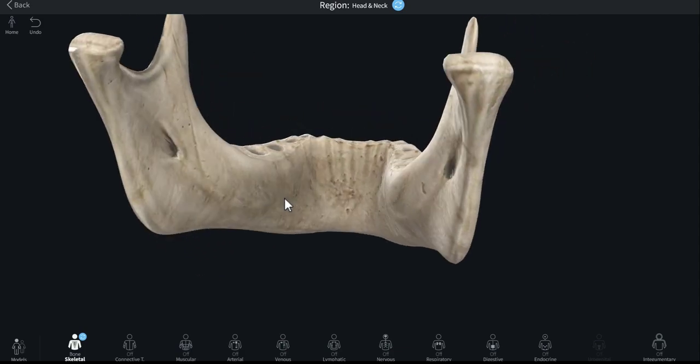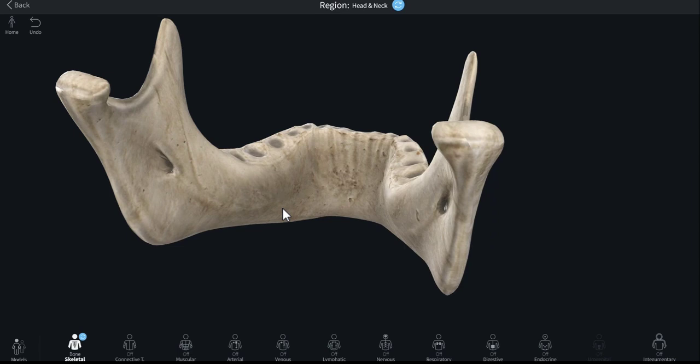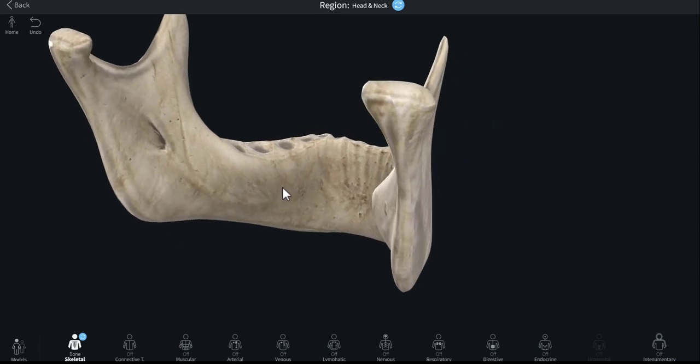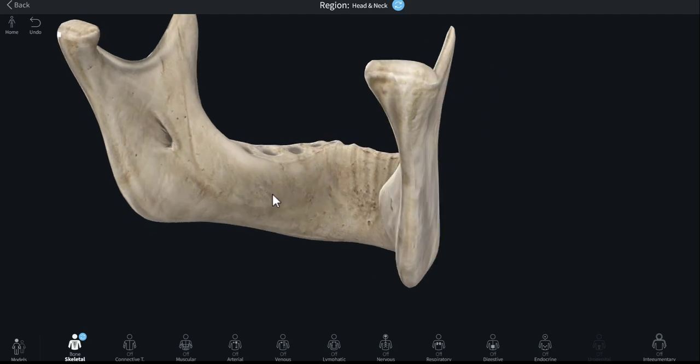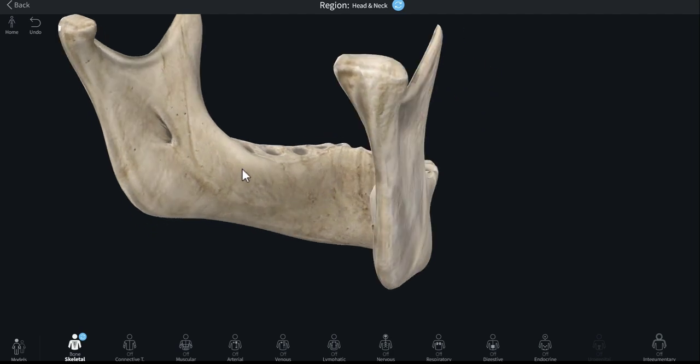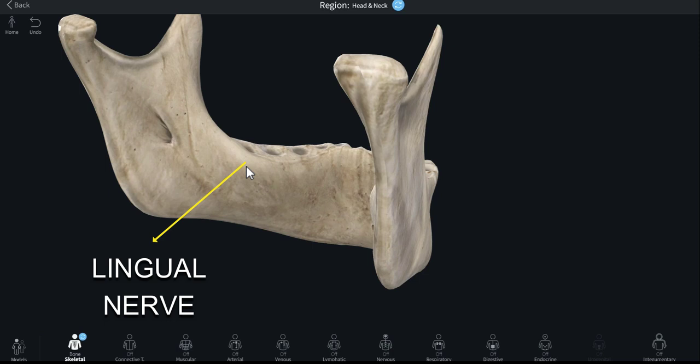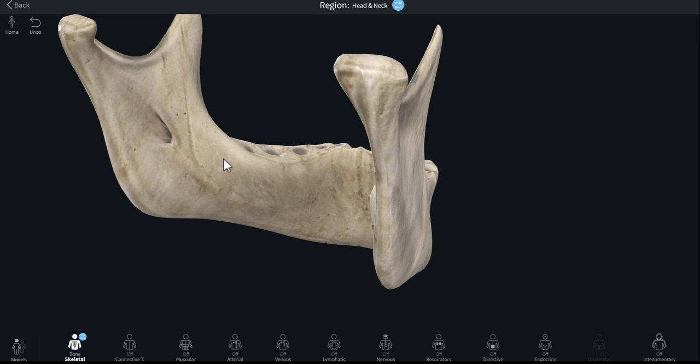Now, just a few minor things related to the body of the mandible remain. Firstly, the mylohyoid line is somewhat running like this, right? Between the posterior part of the mylohyoid line and the third molar, this part of the interior surface of the body of the mandible is related to a structure. That structure is the lingual nerve. Very, very important.